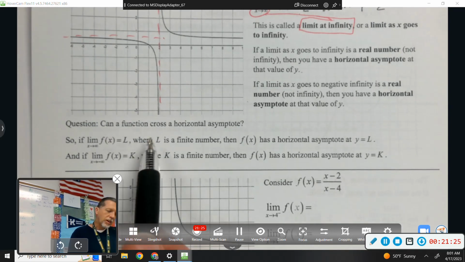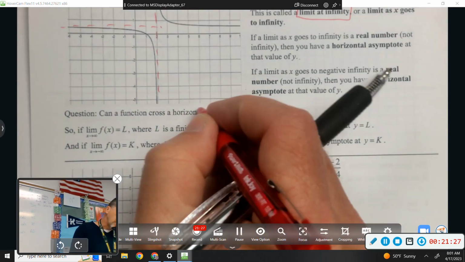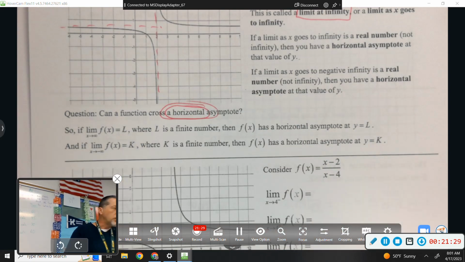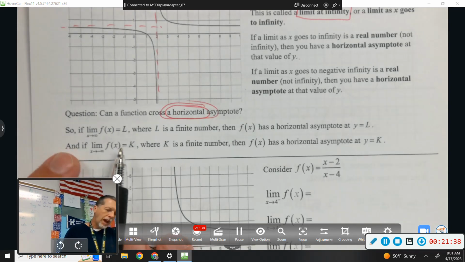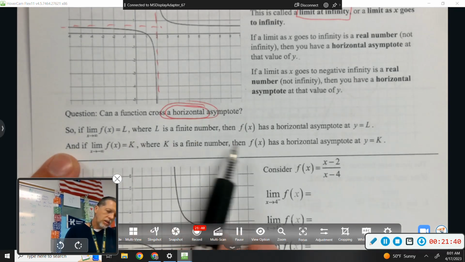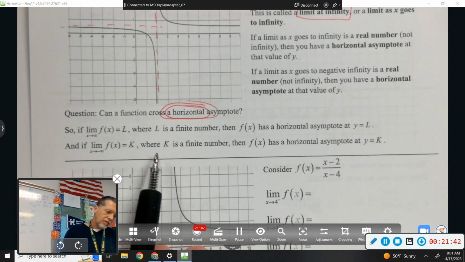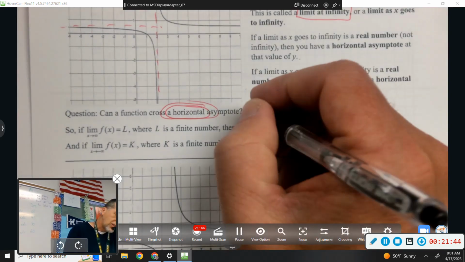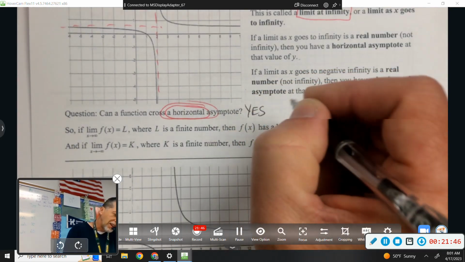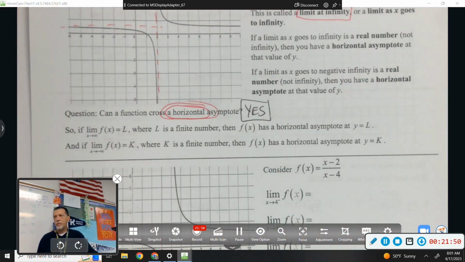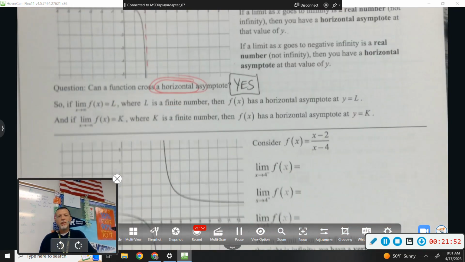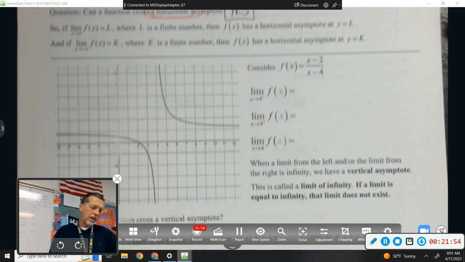Question, can a function cross a horizontal asymptote? Here's where your math teachers have sometimes lied to you when they said you can't cross an asymptote. Like, not true. You can cross an asymptote. Let's just say yes. There's a lot more to it, but the answer is yes. You can cross a horizontal asymptote. Not a vertical asymptote, but a horizontal one is fine.